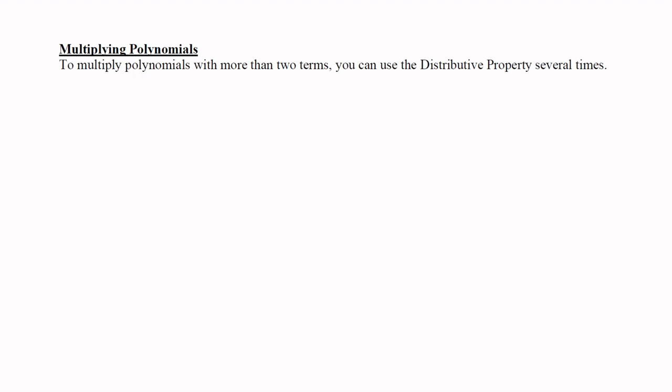To multiply polynomials with more than two terms, you can use the distributive property several times. So let's take this binomial and multiply it by the trinomial. So to do this, we're going to take the first term in our binomial and multiply it across our trinomial. Then we'll take the second term in our binomial and multiply it across our trinomial. Then we will distribute each piece.